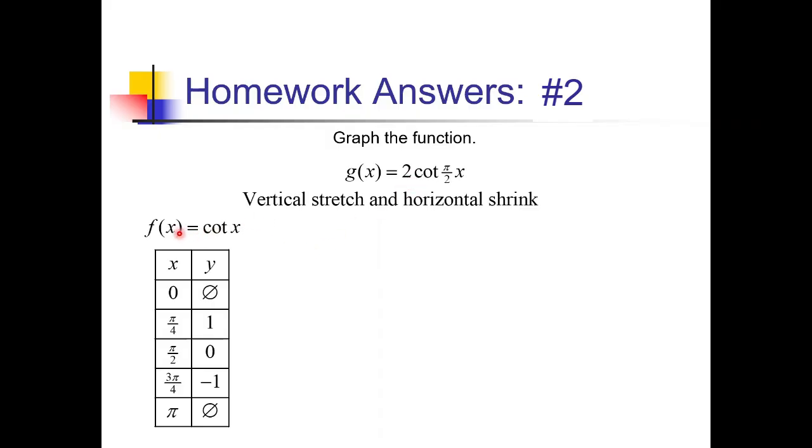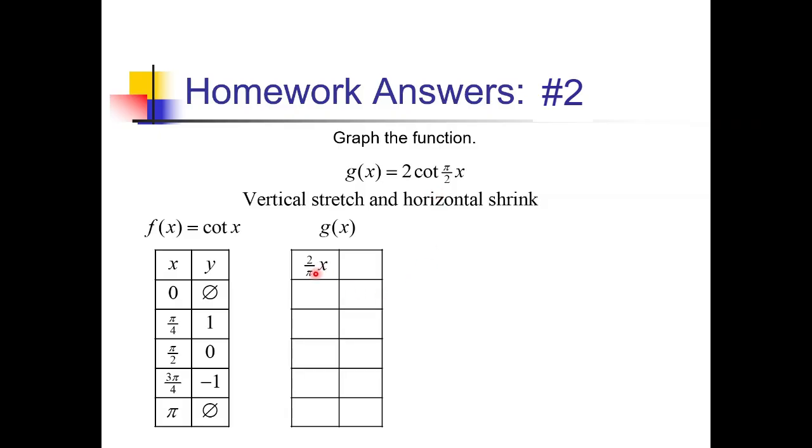So going from 0 to pi, we've got 0 and an asymptote there originally. Pi over 4 and 1. Pi over 2, 0. 3 pi over 4, -1, and pi with another asymptote, undefined kind of spot there. So to modify all this for the g function, the pi over 2 inside here means we have to multiply the x values by 2 over pi, the reciprocal of that. And then for the 2 outside the function, we're going to do 2y to incorporate that vertical stretch.